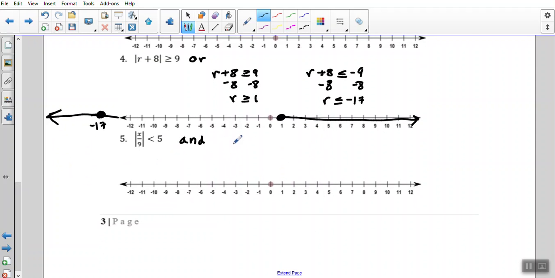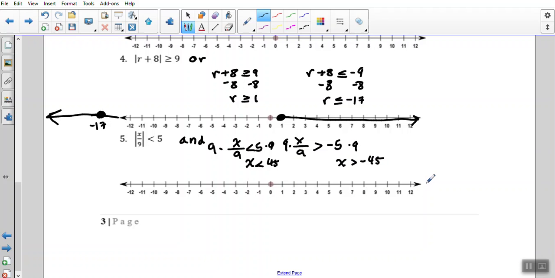Problem number 9, so we're going to say x divided by 9 is less than 5, and then x divided by 9 is greater than negative 5. Just make sure to flip the sign for the negative. And then we're going to multiply both sides by 9. X is less than 45. Multiply both sides by 9. X is greater than negative 45.